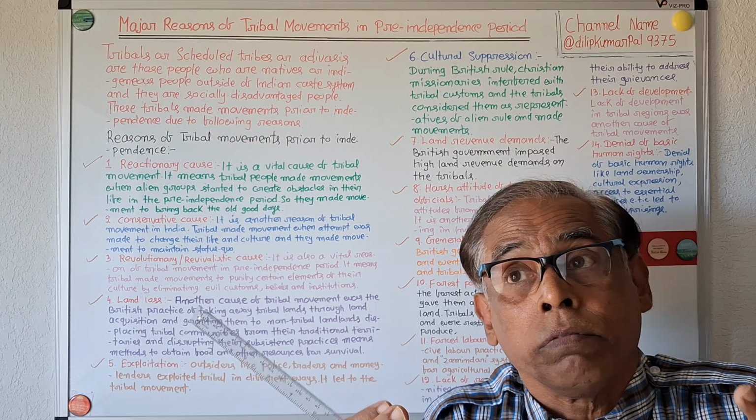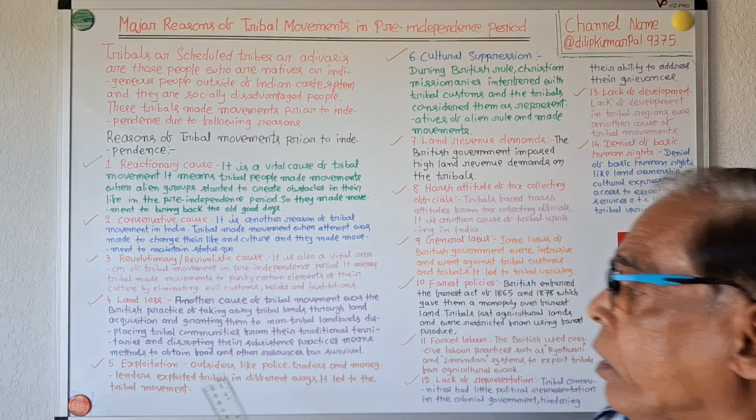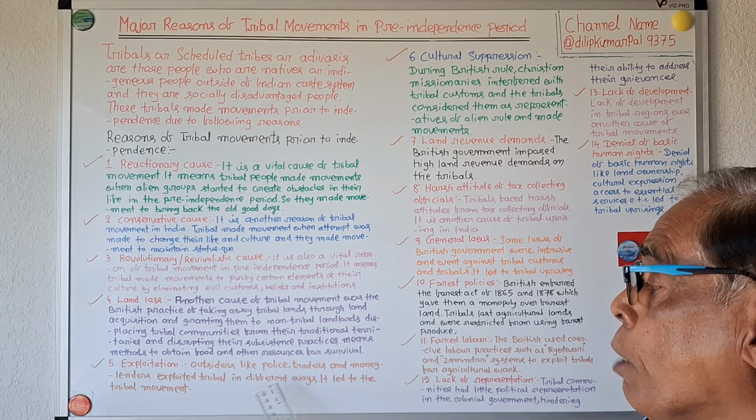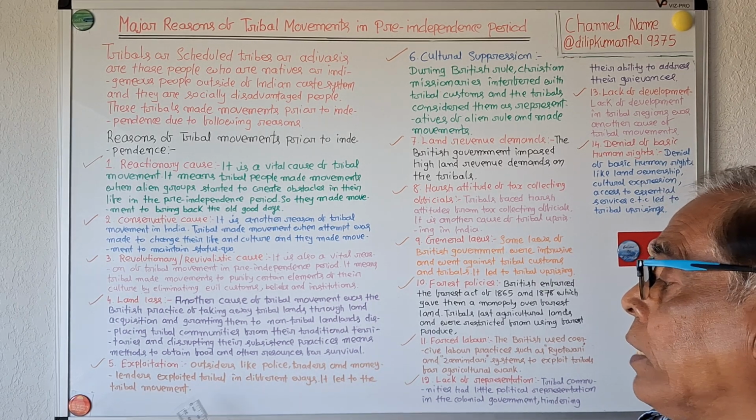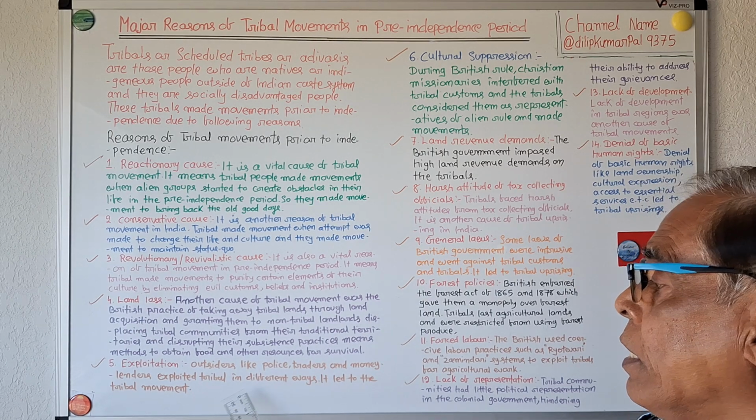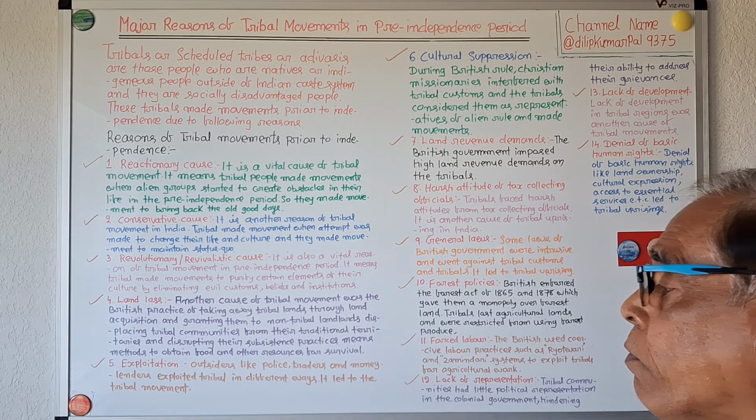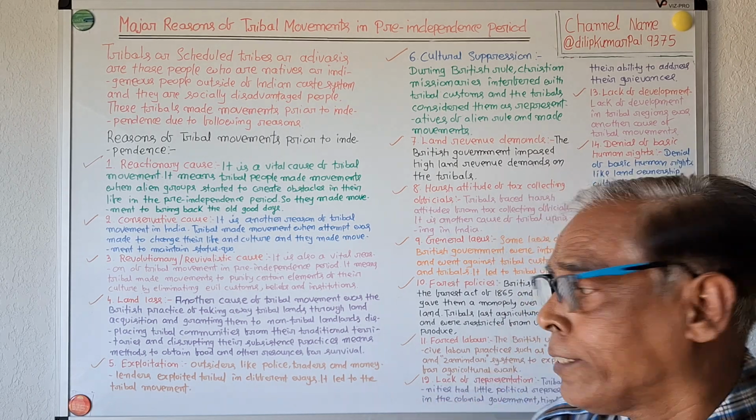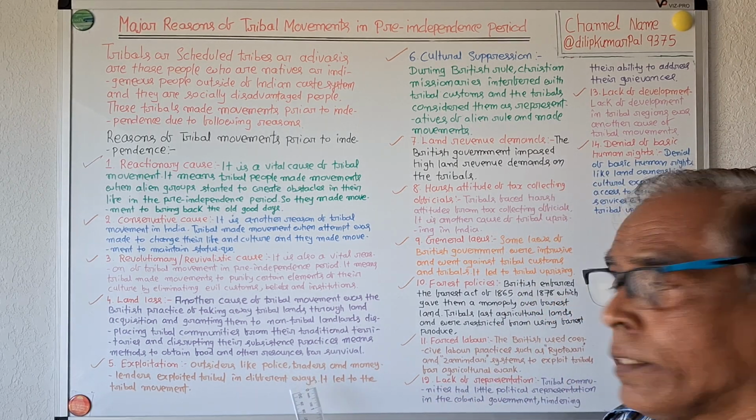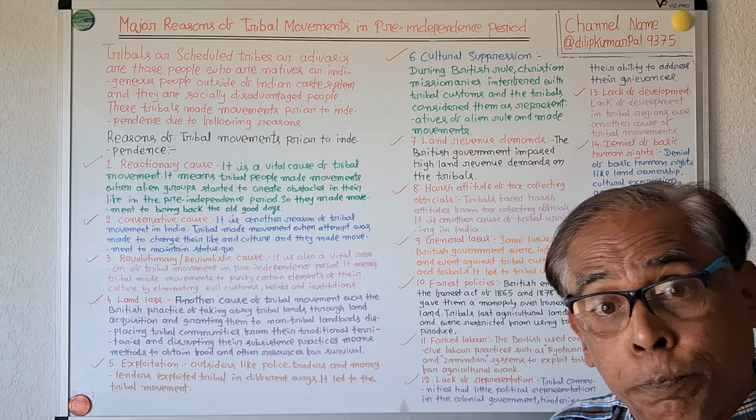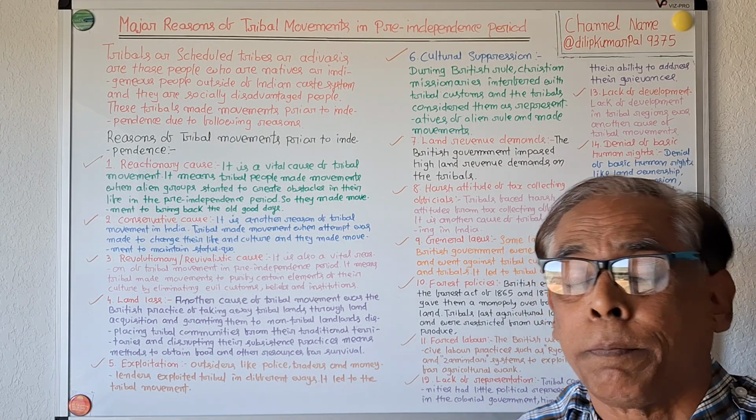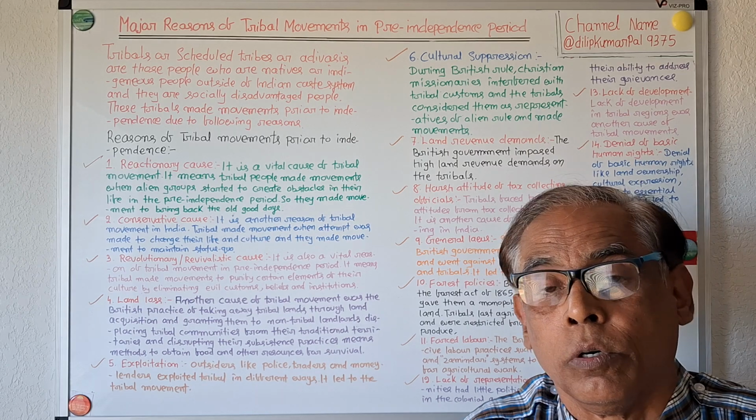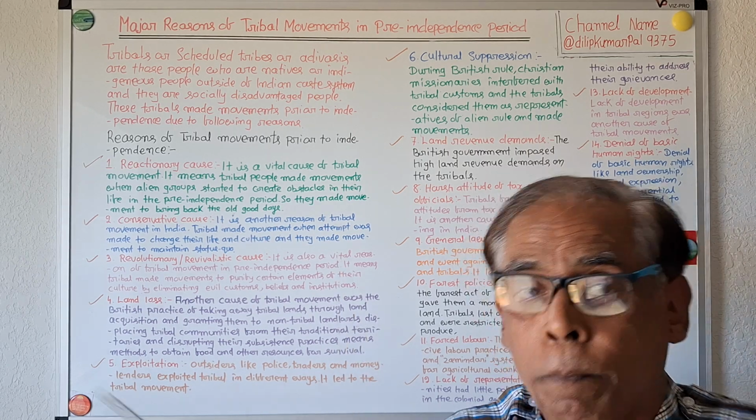Fifth one is exploitation. Outsiders like police, traders and moneylenders exploited tribals in different ways. It led to the tribal movement. Another reason of tribal movement was exploitation. Police, traders and moneylenders exploited tribal people. So it was a major cause of tribal movement.